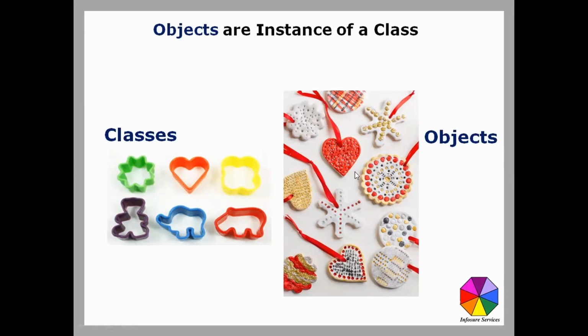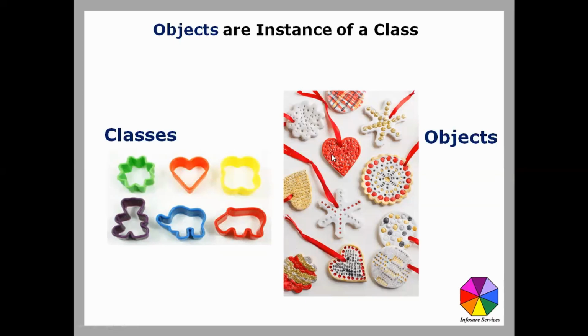So a class is a template of an object, whereas an object is an instance of a class. It is one unique occurrence. It's called an instance of the class. This cookie is different from this cookie. Both are the same shape, but they are different objects. Both are coming from the same cookie cutter, but they are different objects.